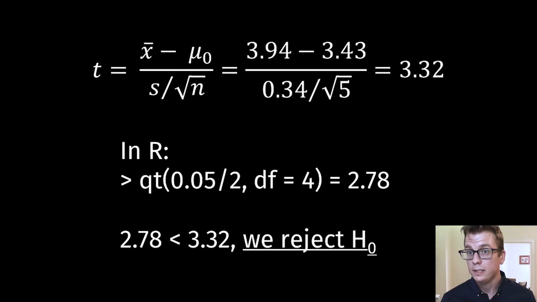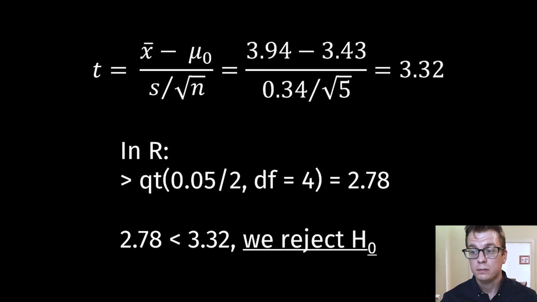If we calculate the t statistic, it's 3.94 minus 3.43 all over 0.34 divided by the square root of 5. And that gives us 3.32. We can compute the t critical value in R using the qt function. Within the qt function, we need to assign our alpha, which is 0.05, and we divide that by 2 to designate that we're looking at a two-tailed test. And we want to give our degrees of freedom, which is 4. And that gives us a t critical value of 2.78.